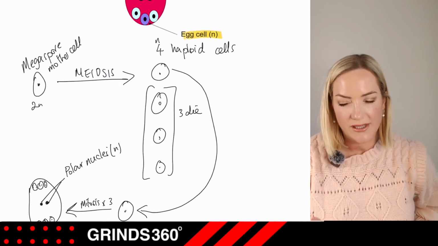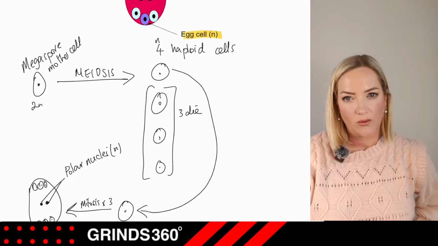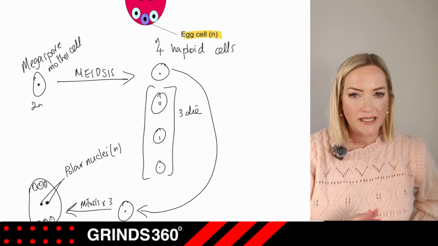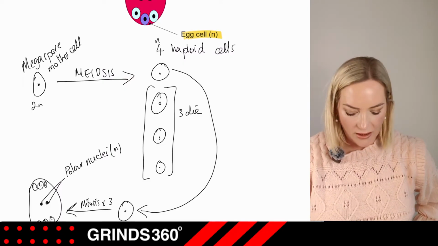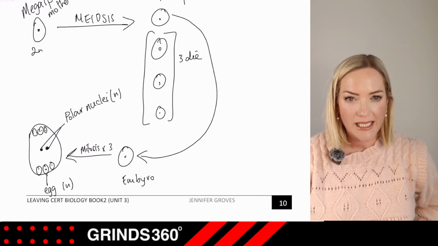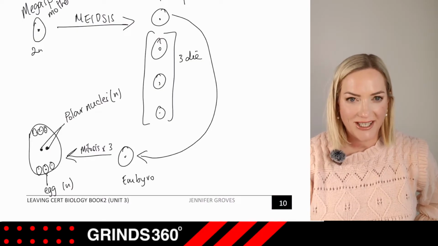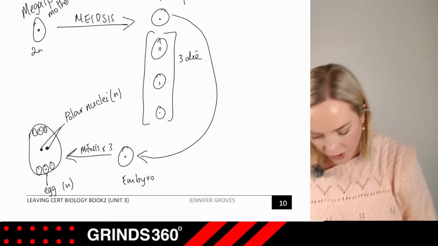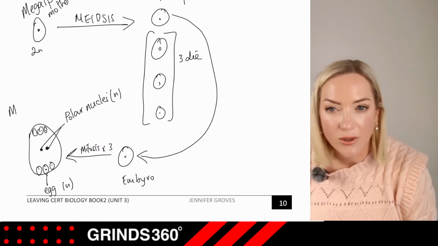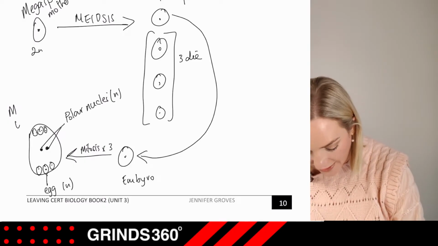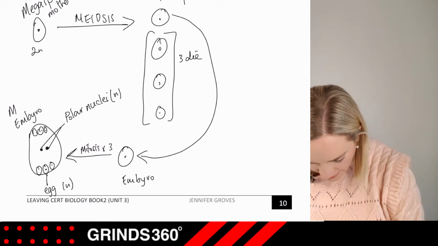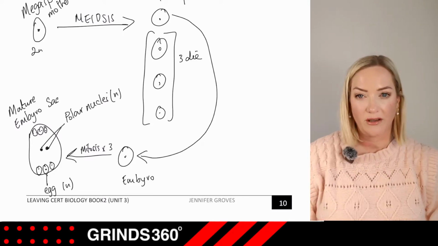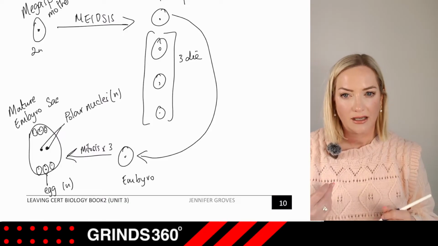So your megaspore mother cell is diploid. The megaspore mother cell will divide by meiosis to produce 4 haploid cells. 3 of these die, degenerate. The remaining embryo will divide by mitosis 3 times. So this is important, this is your embryo sac. So here's our mature embryo sac, and within the mature embryo sac, we have 2 polar nuclei and our egg.